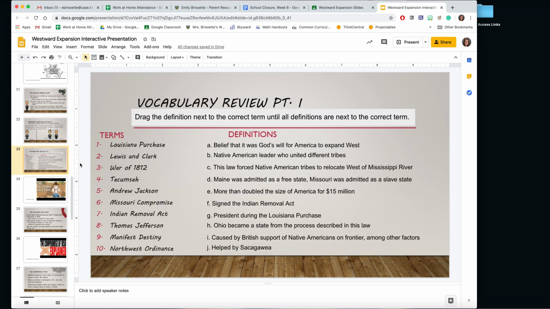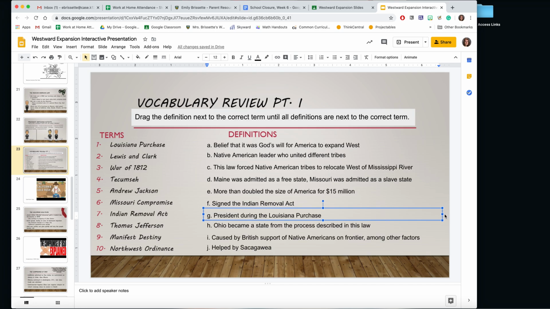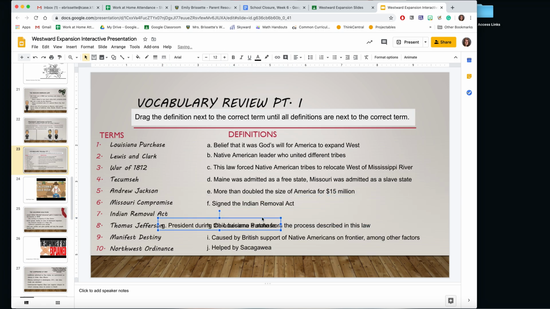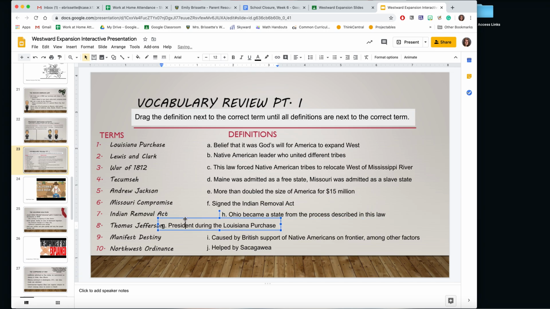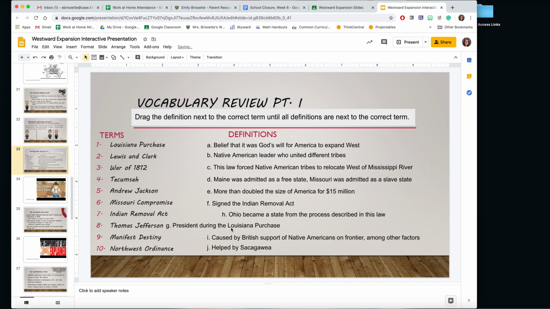And your second activity is matching definitions. So all of these definitions need to be matched to a term. These are not in the correct order right now. So you are going to want, for example, we just talked about president during Louisiana Purchase. So let's put this guy next to Thomas Jefferson that we just talked about. So this guy can go here. Move this one up here. And you'll just keep matching them until they're all next to the correct vocabulary word.